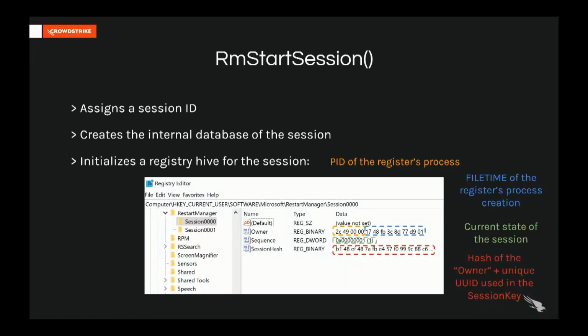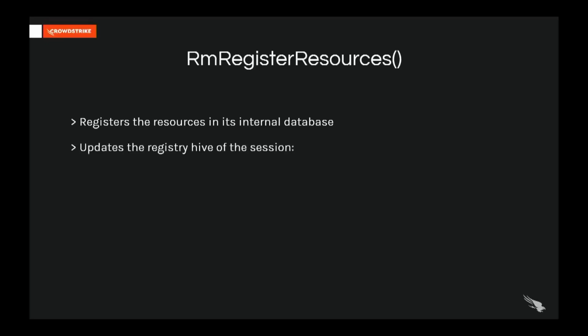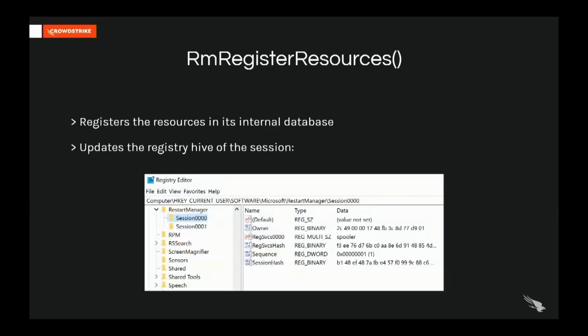Once this session has started, the application will use RmRegisterResources to register the resources in the internal database. So the restart manager will update the database it already initialized with this new information and synchronize the information with the newly registered resources in the hive of the session. So if we take the example that we had right before, we can see that we get two new values. The name of the registered resource, in our case the spooler service, and the hash corresponding to the identifier of this registered resource.